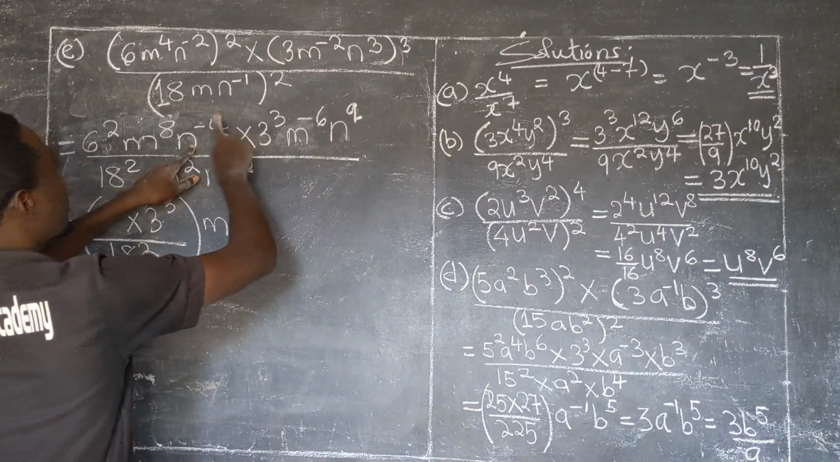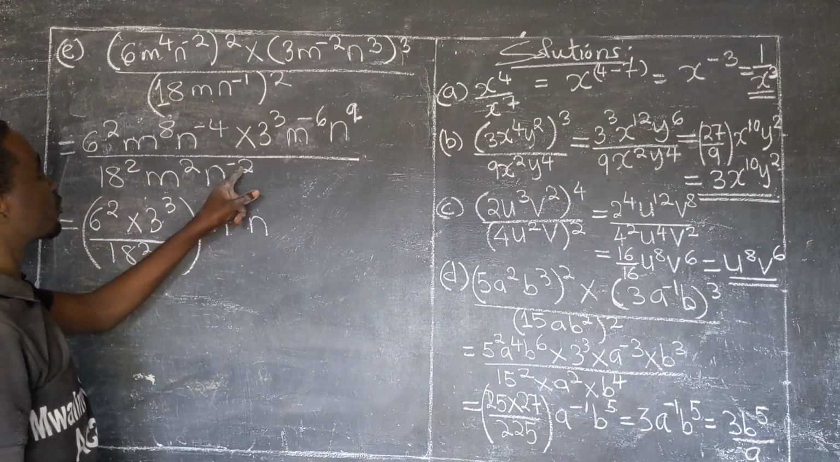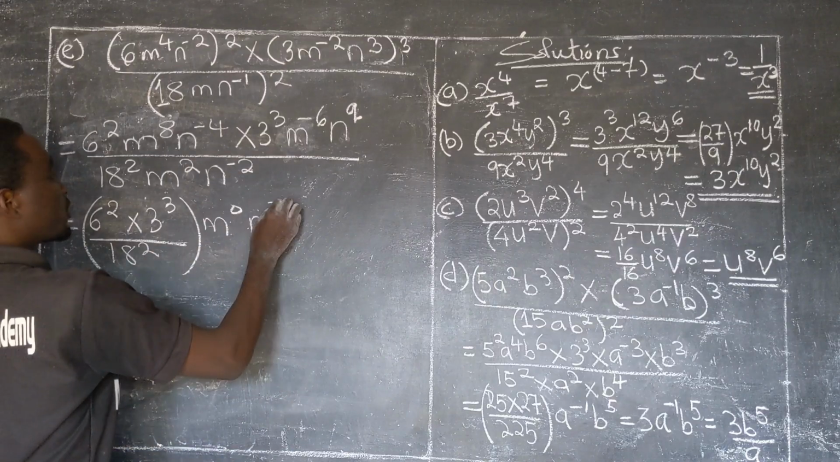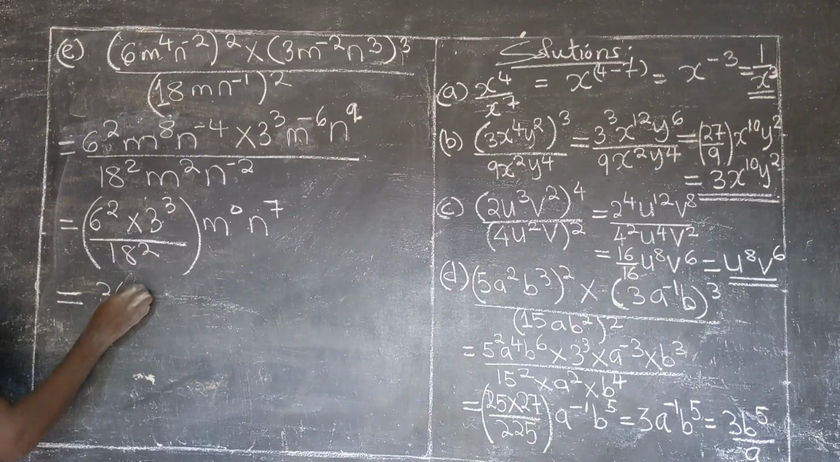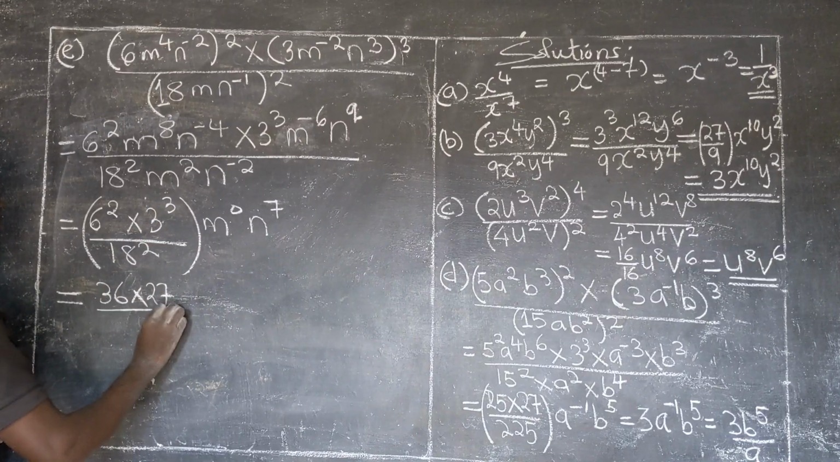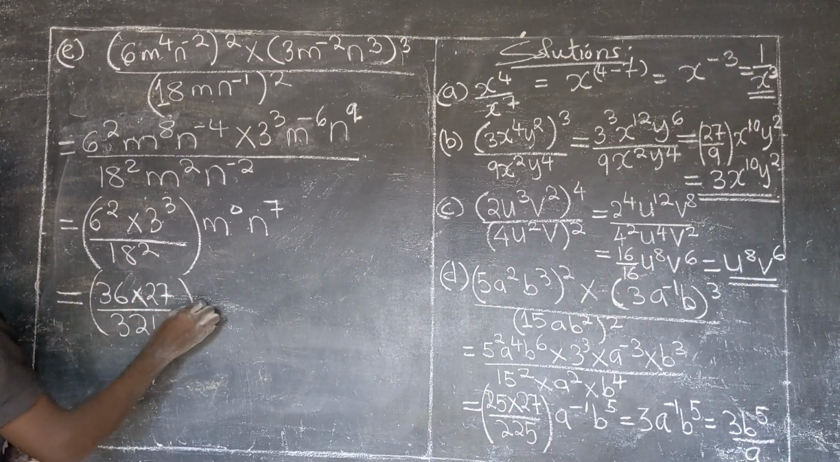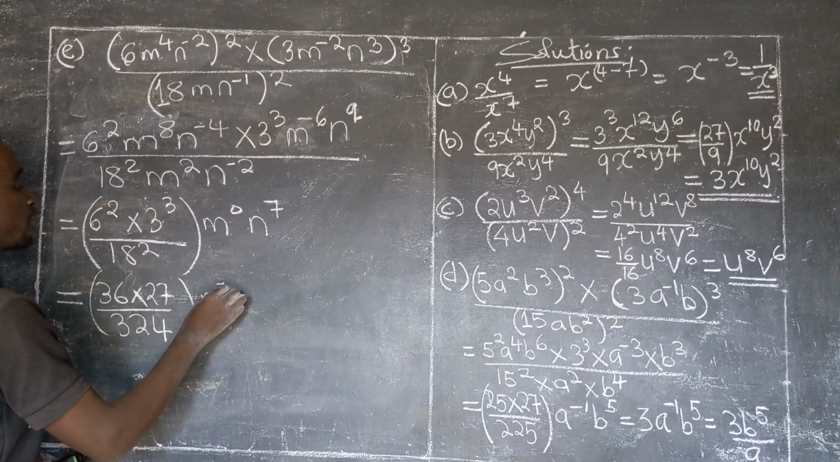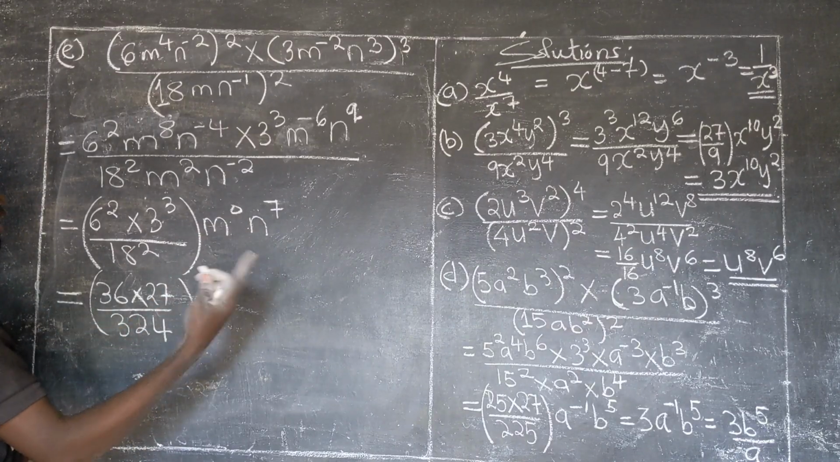So 9 plus negative 4, we get positive 5. Positive 5 minus negative 2, we get positive 7. 6 squared is 36. 3 times 3 times 3 is 27. We divide by 18 squared, we get 324. We multiply by n raised to 7 times 1, as any value except 0 raised to 0 is 1.